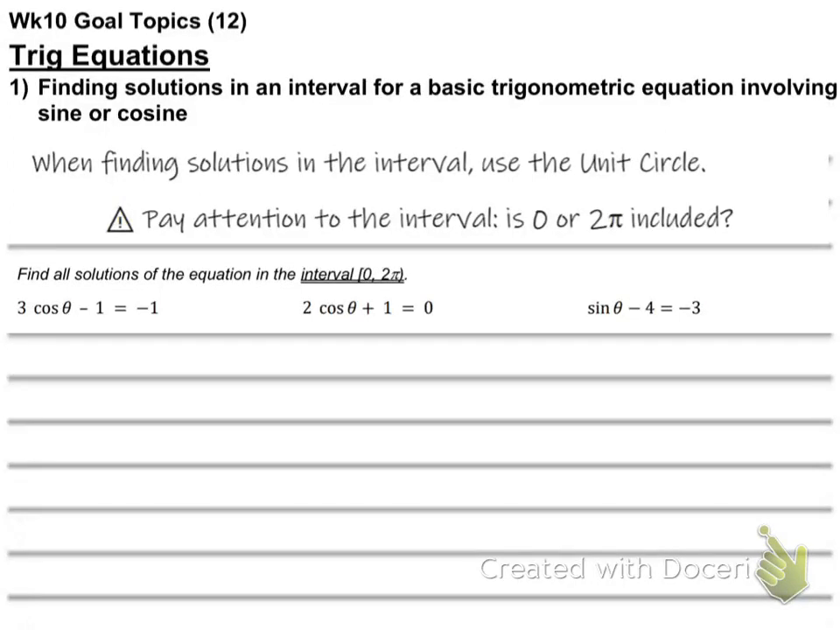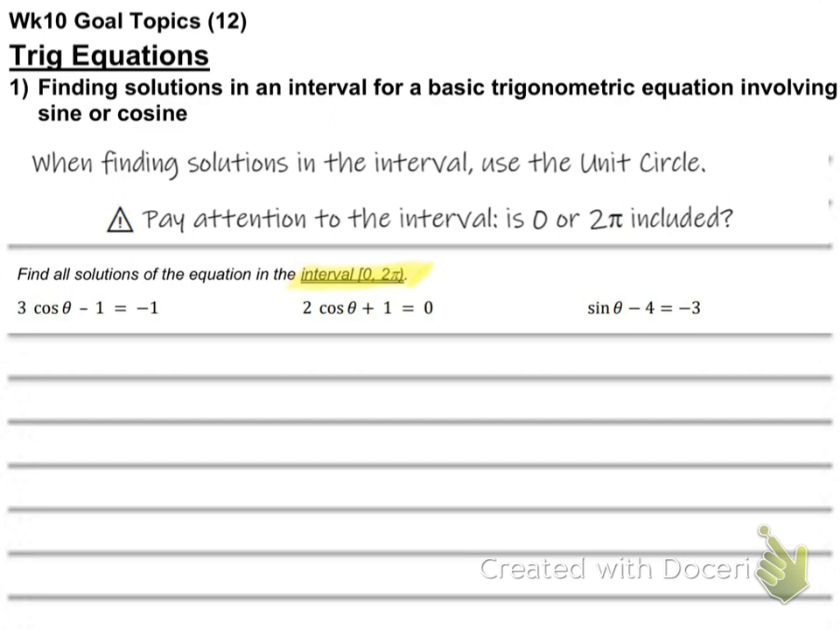Trig equations. So first, we're going to look at finding solutions in an interval. When we are looking for the solutions, we're going to be using the unit circle. And we do have to pay attention to the interval to see if it's 0 or 2 pi, because those are the same spot on the unit circle, right? Notice here in my instructions, it says very clearly that the interval includes 0 and does not include 2 pi. That's what that parenthesis is. So if our answer was at that point on the unit circle, we would say 0 there.